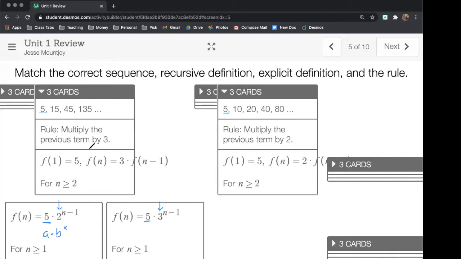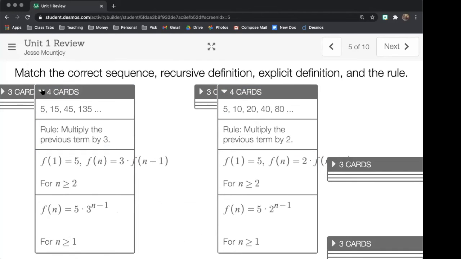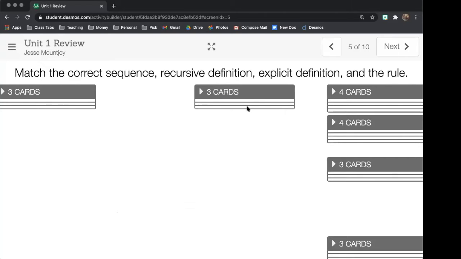So how does that relate? Well, that relates by our rule. Multiply by 3 or multiply by 2. So now it's pretty easy to tell which one is which. Let's go ahead and group them. Let me clear my drawings and let's group. Multiply by 2 goes with 2. Multiply by 3 goes with 3. So those two are done. They have matched all 4 cards.